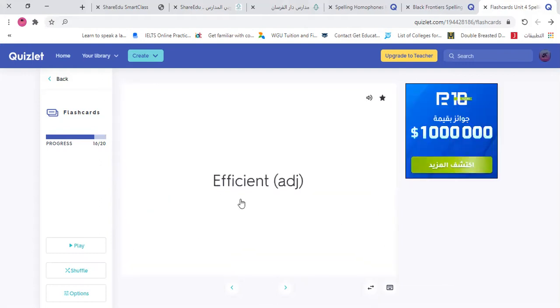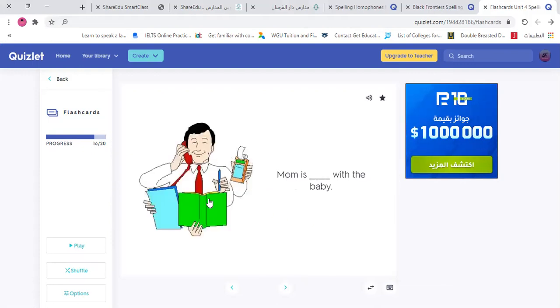And then we have efficient. Oh, this person is an efficient person. He multitasks at the same time. He is efficient. So efficient means that he is super good in his work. Like mom is efficient in her house. She puts everything in its place.